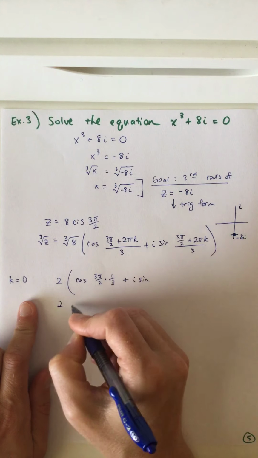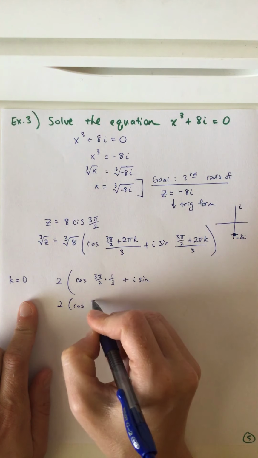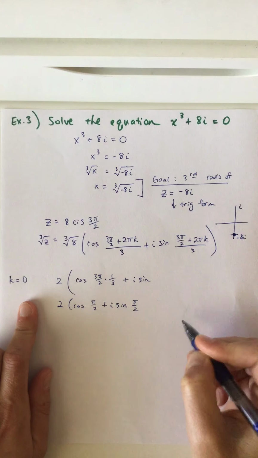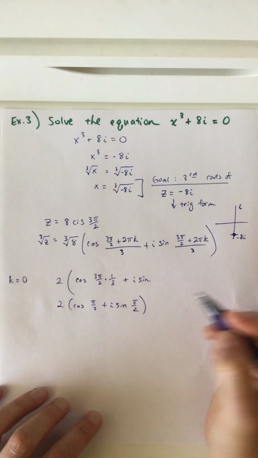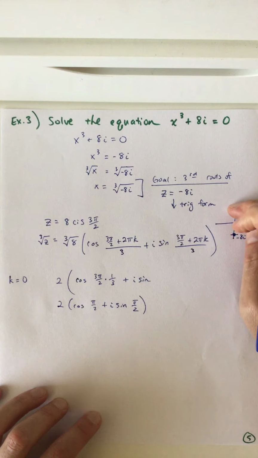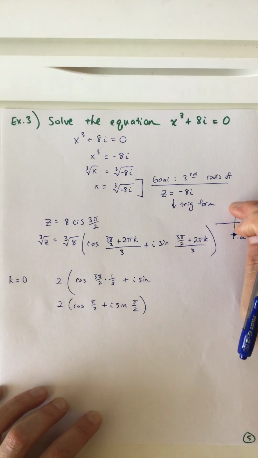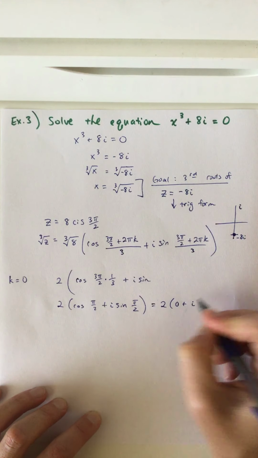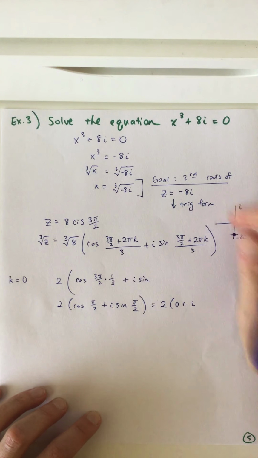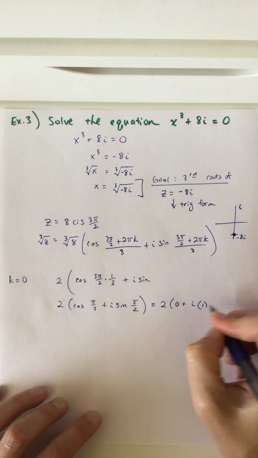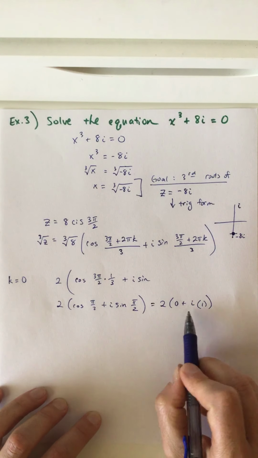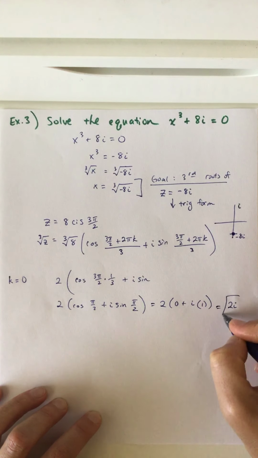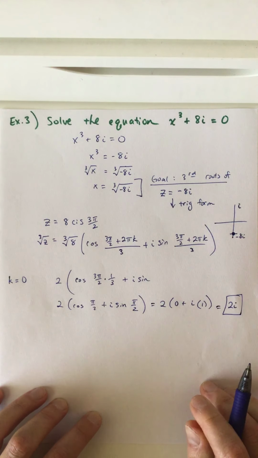So let's rewrite this. Cosine pi over 2 plus i sine of pi over 2. And thinking about the unit circle, the cosine or the x value at pi over 2 is 0, and the value of sine or the y value is 1. So we've got 2 times i, or 2i, as our first solution.